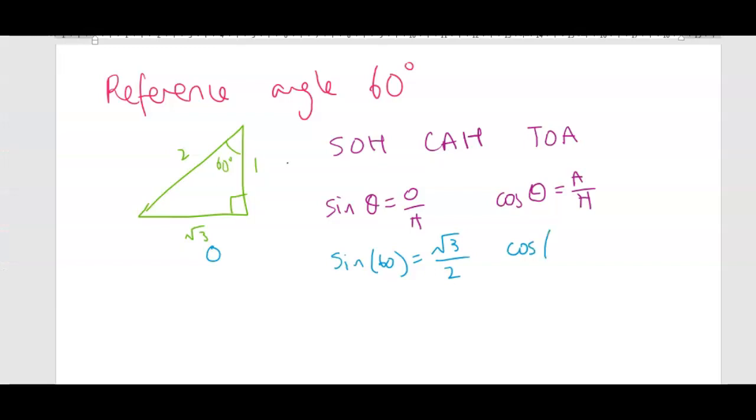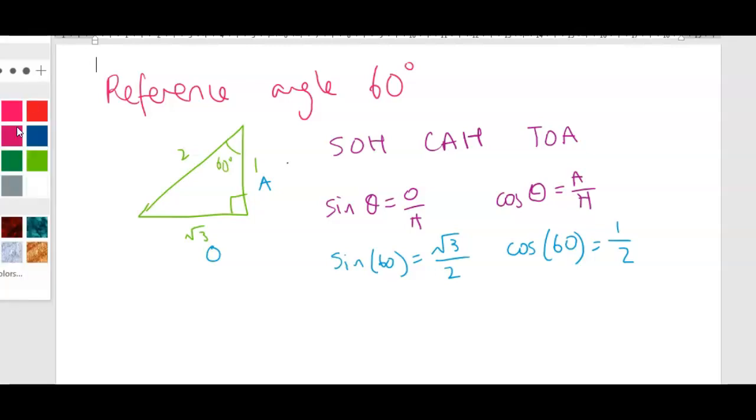So theta being 60 degrees, your adjacent side is 1 over your hypotenuse, which is 2. Now what you would notice with these two is they're the opposite of what we had for 30 degrees. So remember, sine 30 was a half and cos 30 was root 3 on 2. Now they're the opposite. All right, and let's just do tan because I feel like we're forgetting tan.